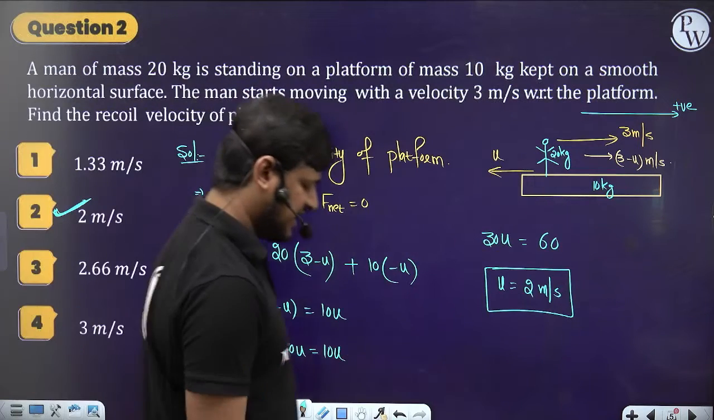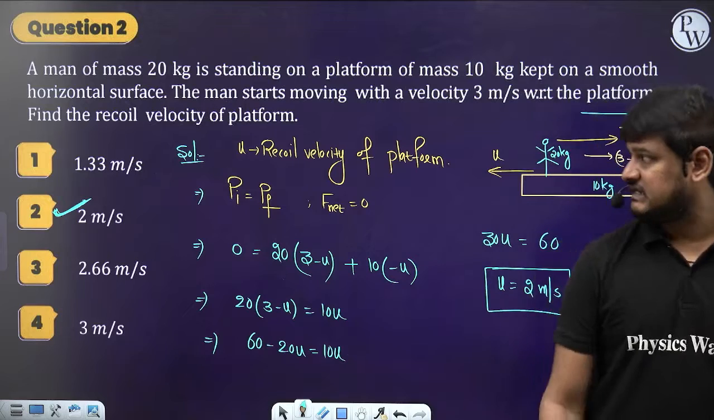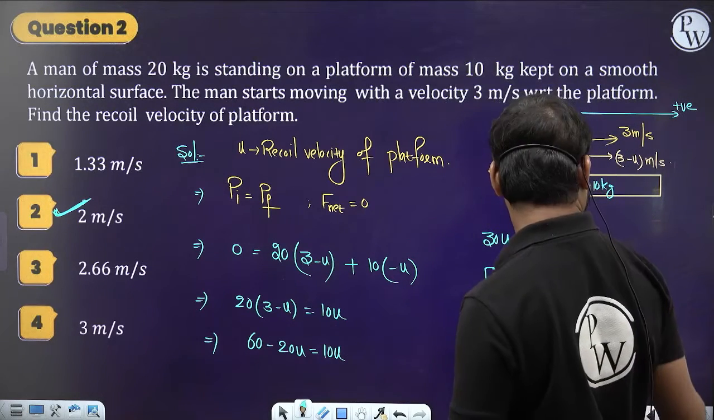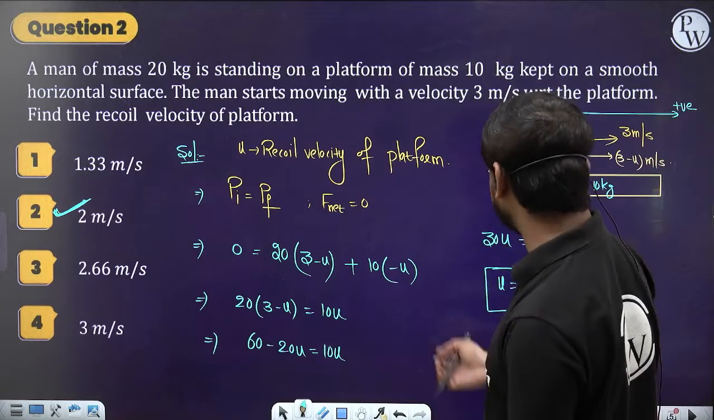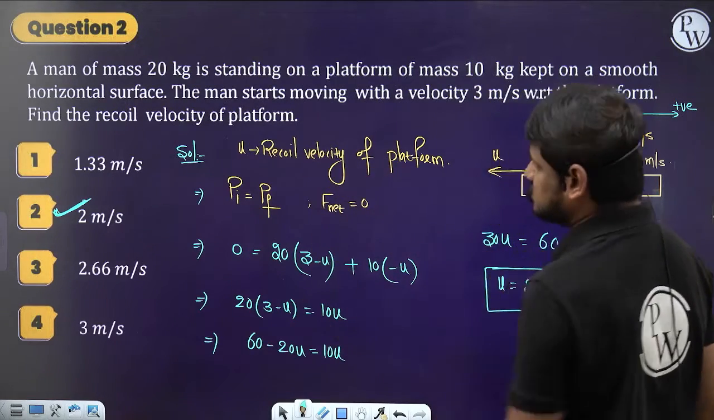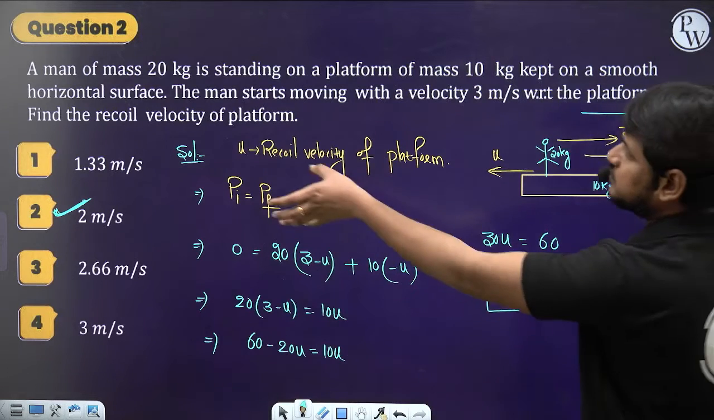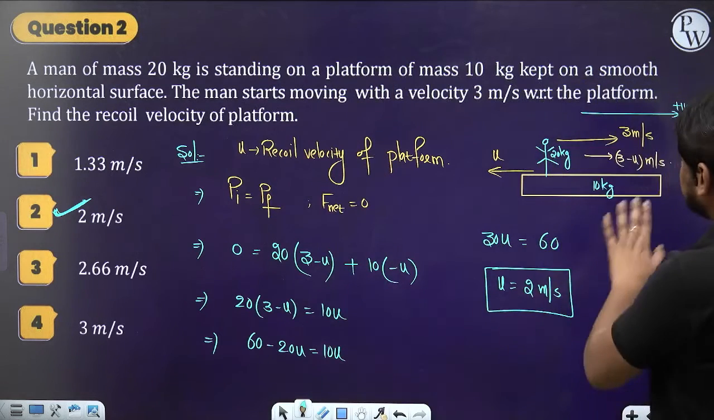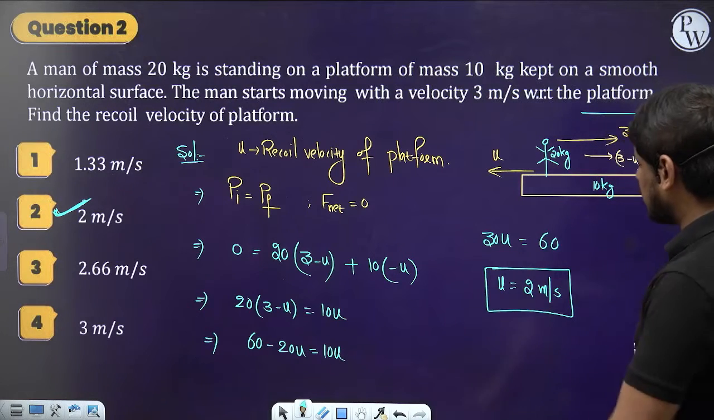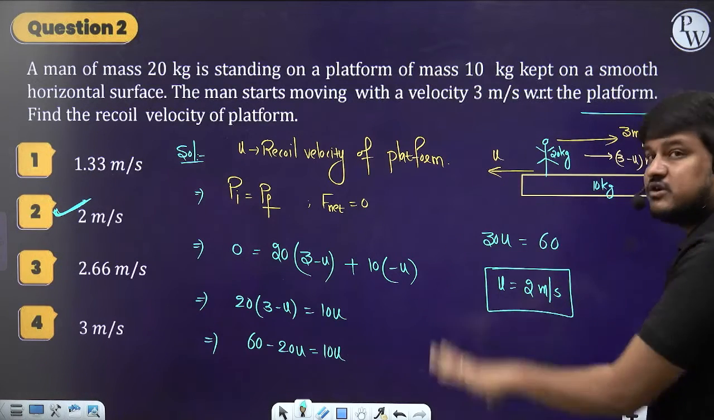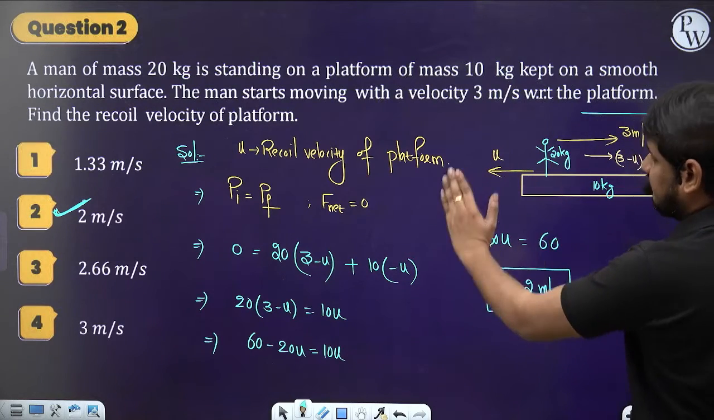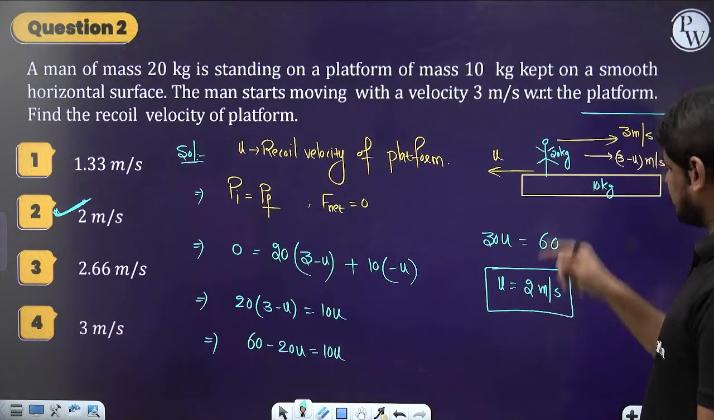Clear guys? Understood everyone? Done? Let's move further. So what is u? u is the recoil velocity of the platform. That's what they asked, right? If they ask with what velocity the person is moving, you can write 3 minus 2 with respect to the platform. So 1 meter per second with respect to the platform, because the platform is moving to the left, 2 with respect to the person, right?